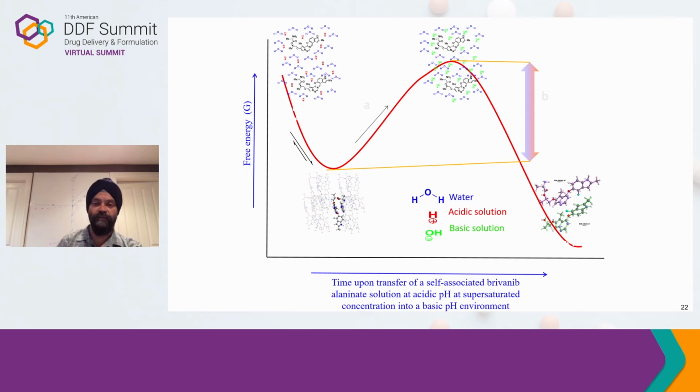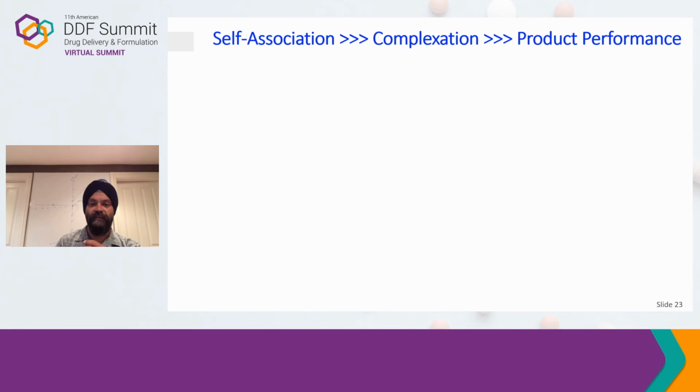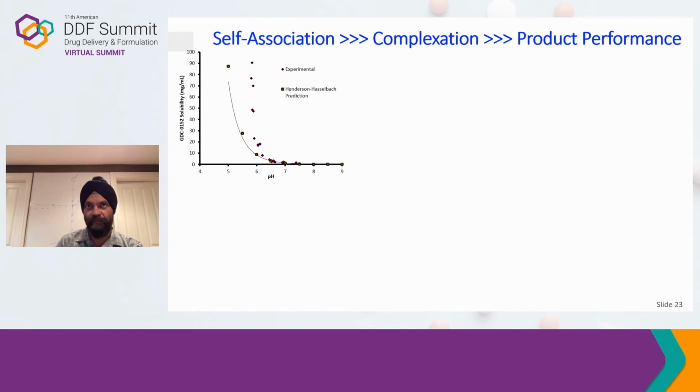In the next few minutes, I want to walk you through a couple of case studies where it can become promoted with the excipients. So for example, this is a different compound here. And in this compound, we are talking about self-association, which actually is promoted with complexation with an excipient and how it impacts product performance.